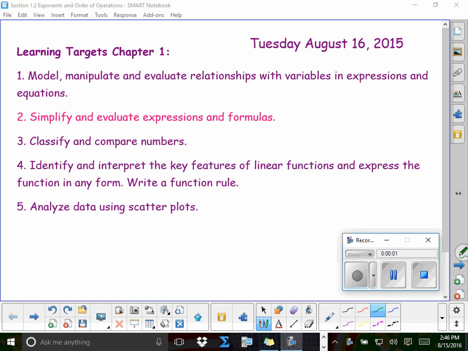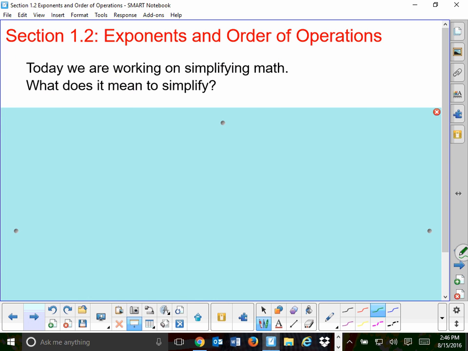Welcome, you guys. We're going to start today talking about learning target 2, which is simplify and evaluate expressions and formulas. We finished up learning target 1 today in class, and now we're moving on to learning target 2. I want you to think for a second about what it means to simplify, because that's what we're doing today in these notes. We're going to be simplifying some of our math.